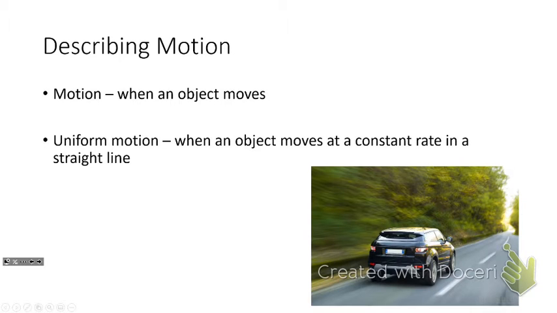So one is uniform motion. This is where an object is moving at a constant rate in a straight line. Okay, so if you're driving on the highway and you turn your cruise control on, and let's say you had the best cruise control ever, so your speed or velocity would not fluctuate. If you're moving at a constant rate in a straight line, that is uniform motion. Does anybody remember the other type of motion that we talked about yesterday?